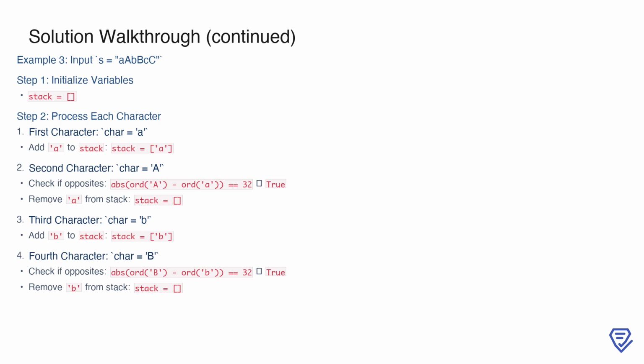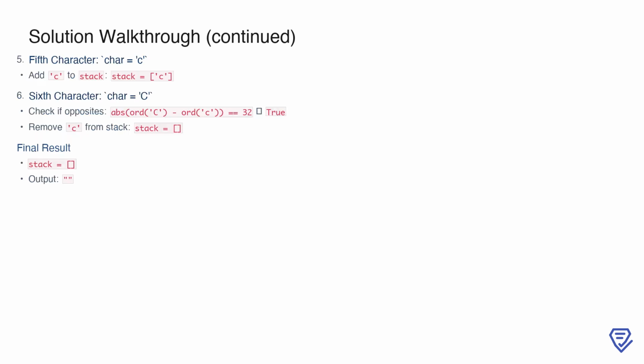Next, the third character, b, is added to the stack, updating it to b. The fourth character, b, is then checked against b, and since they are opposites, we remove b from the stack, making it empty again. For the fifth character, c, we add it to the stack, resulting in c. Finally, for the sixth character, c, we verify that it is the opposite of c using the same condition, which evaluates to true. We remove c from the stack, leaving it empty once more. After processing all the characters, the stack is empty, and the output is an empty string.